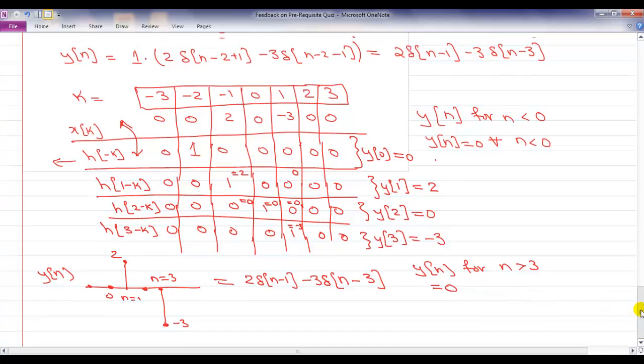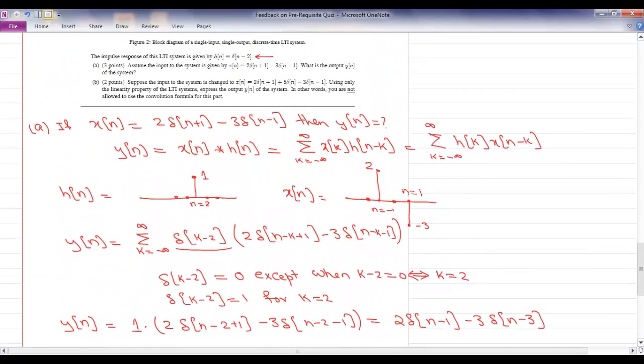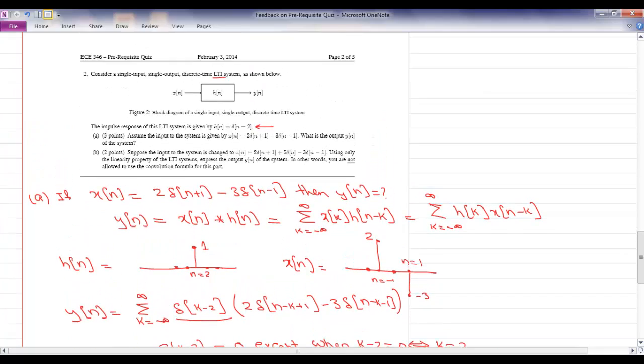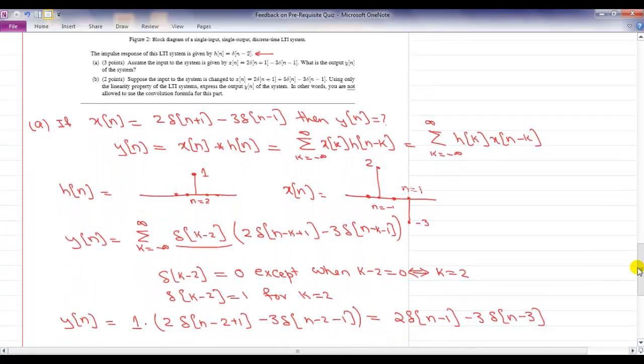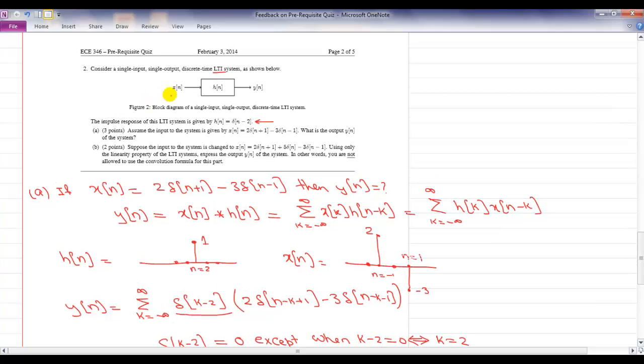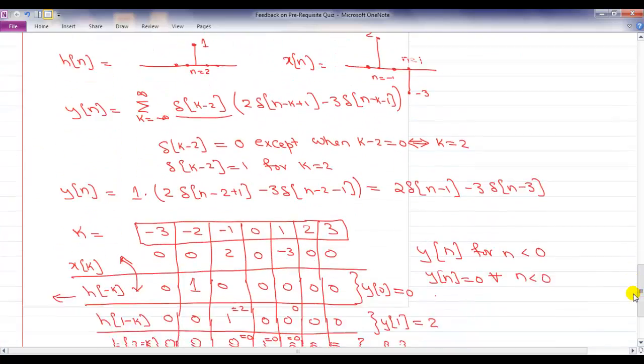Now, many of the students also noted some interesting things from this and were able to give the answer rather quickly. Some students were able to remember that when you are convolving with a delta, all that happens to the input is it gets shifted by the amount. So since the delta is at delta of n minus 2, this whole function gets shifted to the right by the amount of 2, and they were able to quickly give the answer this.